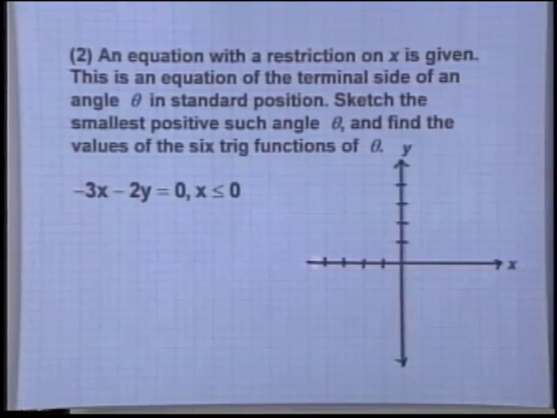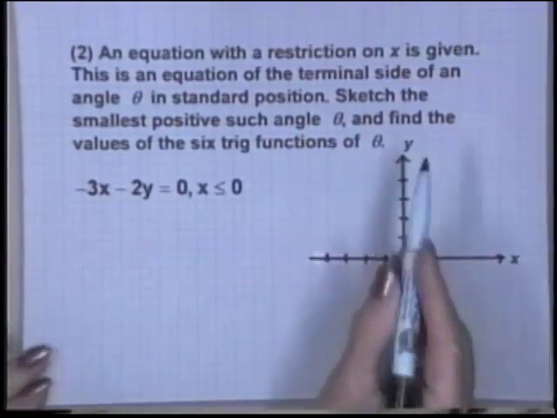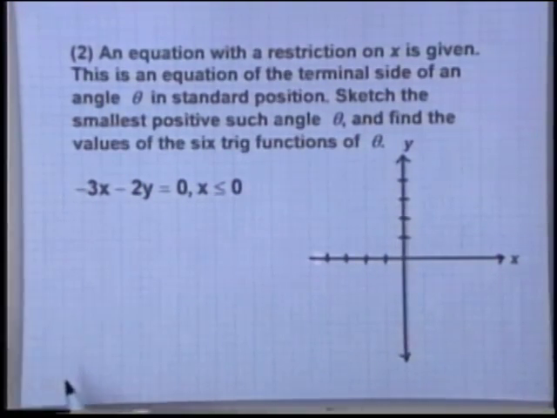Let's look at another problem that's very similar. An equation with a restriction on x is given. This is an equation of the terminal side of an angle theta in standard position. Sketch the smallest positive such angle theta and find the values of the 6 trig functions of theta.